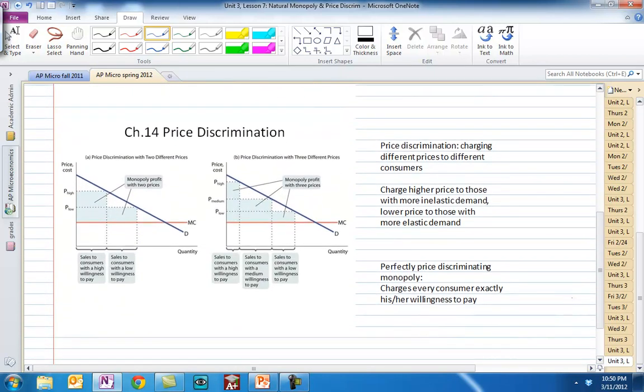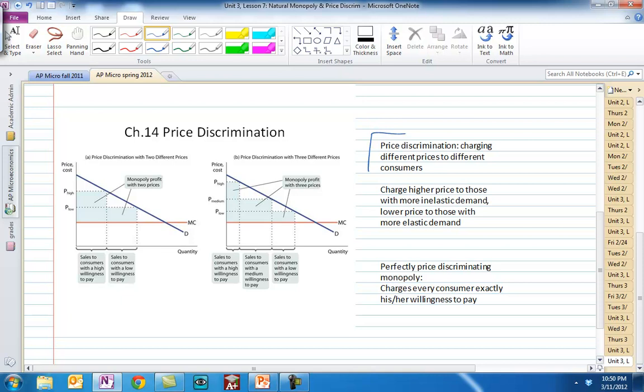Next, we've got price discrimination. We've talked about price discrimination before, back when we talked about elasticity. So remember, this should be a review over here on the right. Price discrimination means simply charging different prices to different consumers.